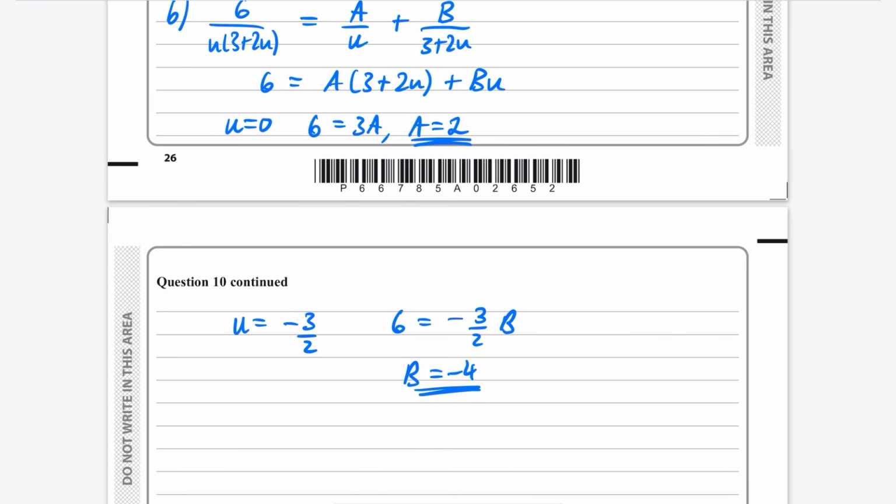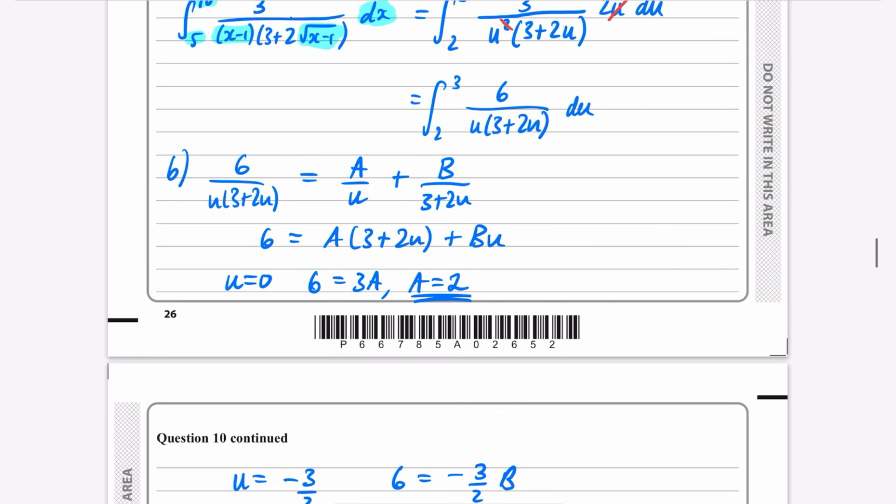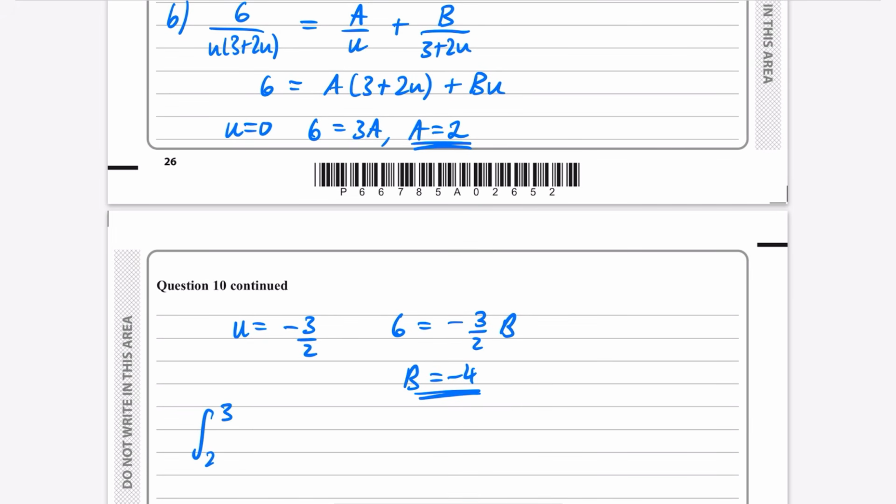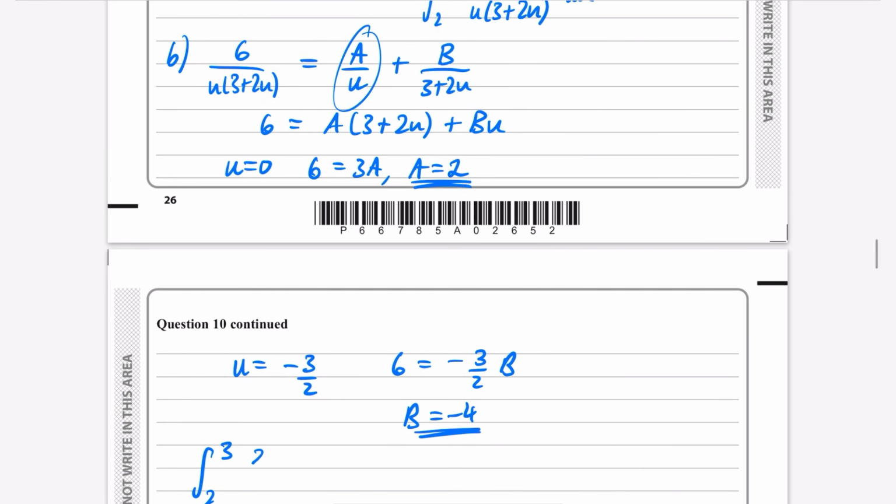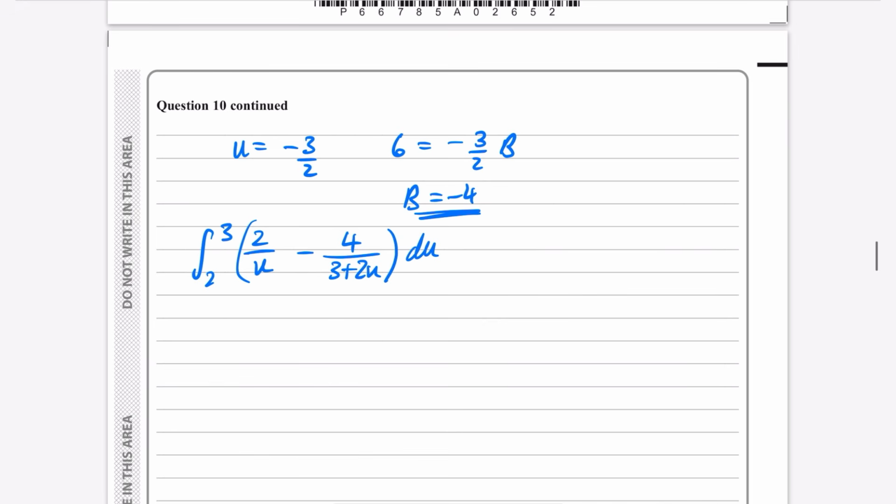Okay, now what we're going to try and do is actually do the integration. So we're integrating between 2 and 3. A over u, which is this thing that we have here, that's 2 over u, minus 4 over 3 plus 2u du. So from integration, we know that 2 over u is going to integrate to 2 ln u. And the next part is also going to be an ln of 3 plus 2u, but that would only differentiate to 2 on the top because of this part, but we want it to be a 4, so it also needs to be with a 2 as well, and that's between 2 and 3.